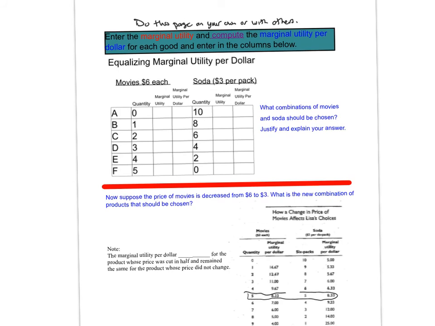And then the second part is what happens if the price of movies decreases from 6 to 3. This one's actually already done for you. You can see the combination that is obtained. It should make sense whether or not you're going to get more or less of the movies.